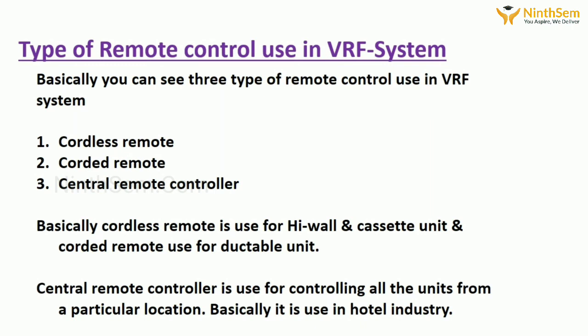First, cordless remote. Second, corded remote. And last, central remote controller. Basically, the cordless remote is used for high wall and cassette units, and the corded remote is used for ductable units. The central remote controller is used for controlling all the units from a particular location. Basically, it is used in the hotel industry.